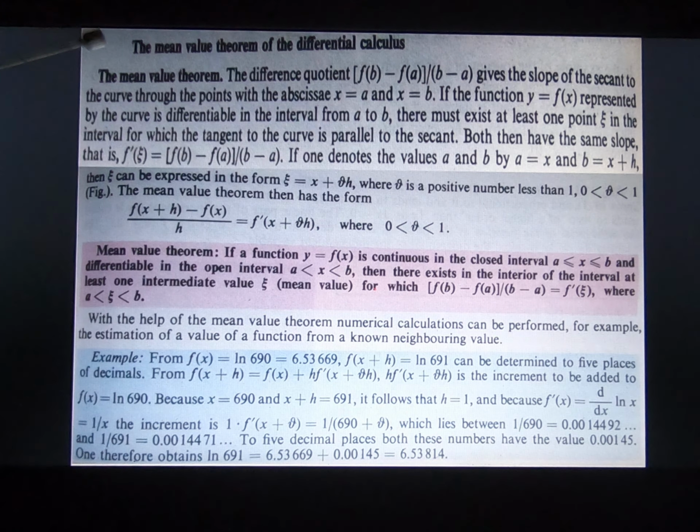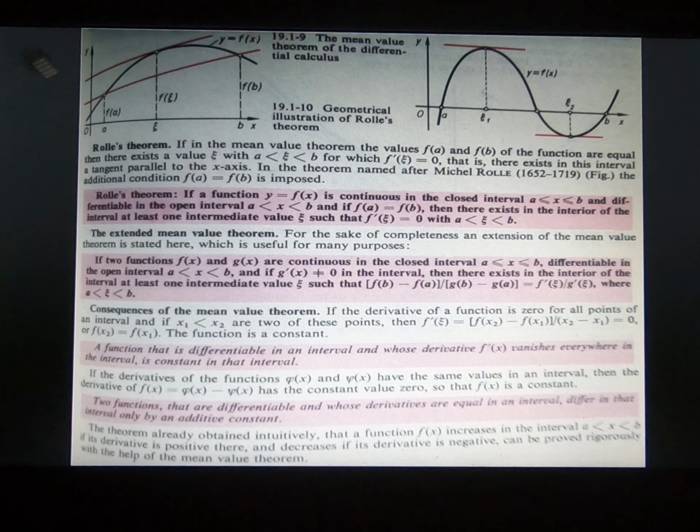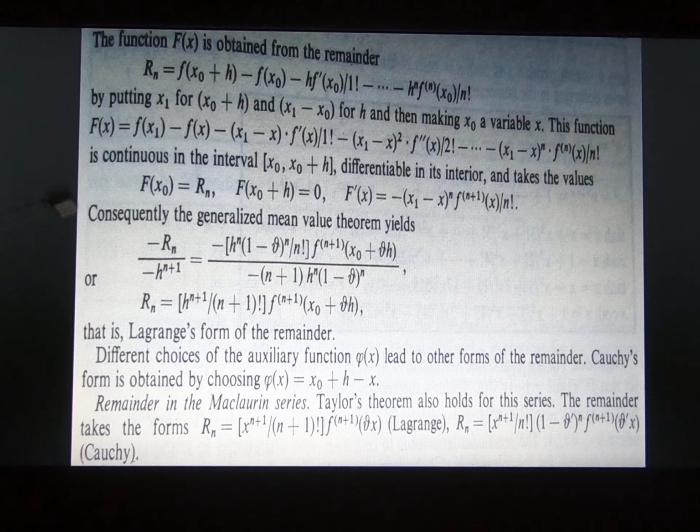So let's see the mean value theorem of differentiation. Basically, what it means is you actually can find a tangent in between these two points. And the extended mean value theorem is that these two differences can equal the first differentiation. Okay, using this is how you derive the remainder.